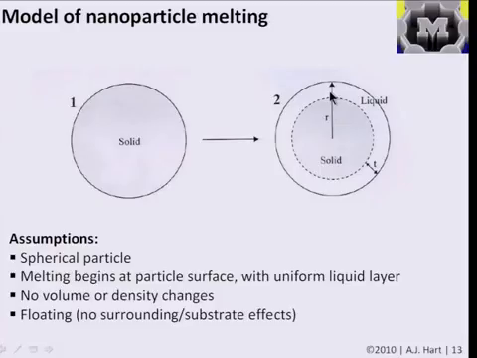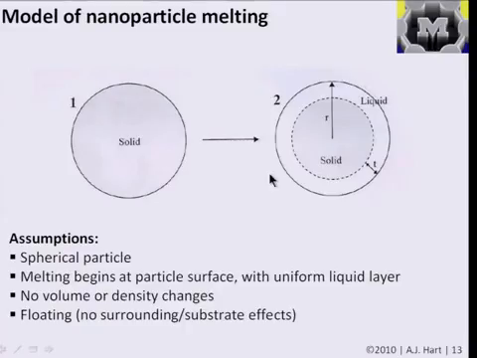Basically, when the net free energy of the system decreases by melting, then we'll know that it's energetically favorable for the particle to melt at a particular temperature. And we're going to assume that there are no volume or density changes as this process occurs, although the density of a liquid would be slightly different than the density of a solid. And we're also going to assume that this particle is floating, so there are no surrounding effects.